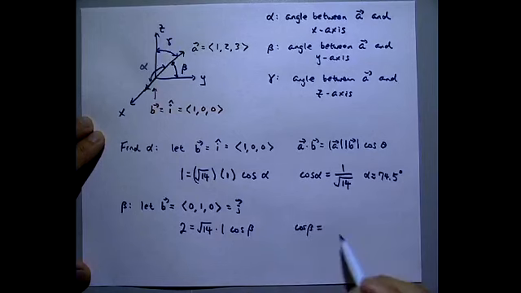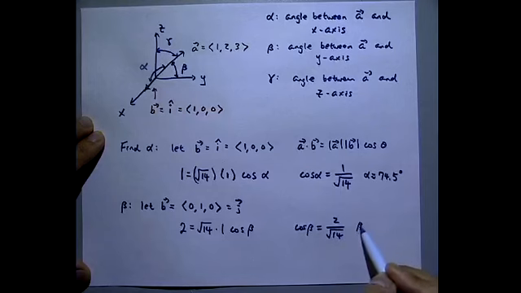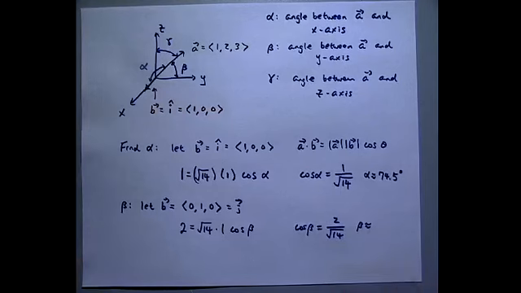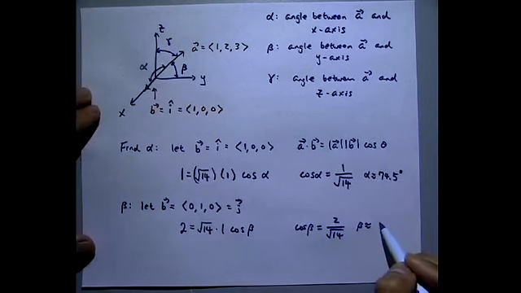So cosine of beta turns out to be 2 over radical 14. That gives us a beta of about 58 degrees.